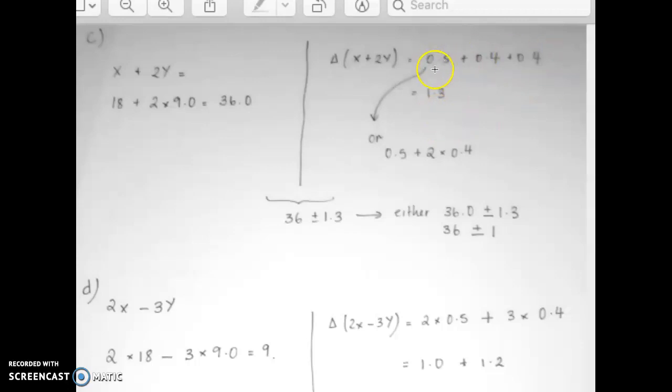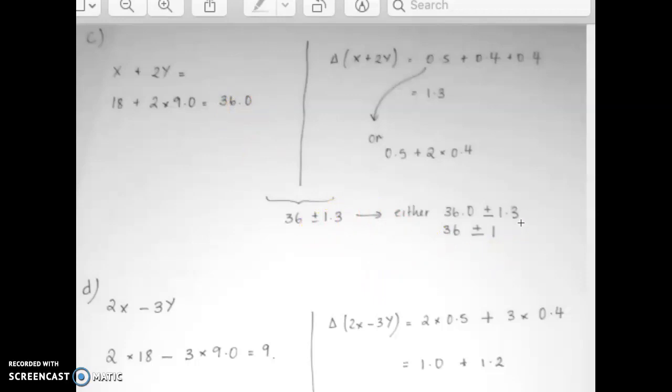Okay, so we can express that as 0.5 plus 0.4 plus 0.4, or simply 0.5 plus 2 times the uncertainty. So what we can do is just say that the uncertainty is the uncertainty in x plus the constant times the uncertainty in y. That's the rule you'd be applying. Our final answer is 36 plus or minus 1.3.